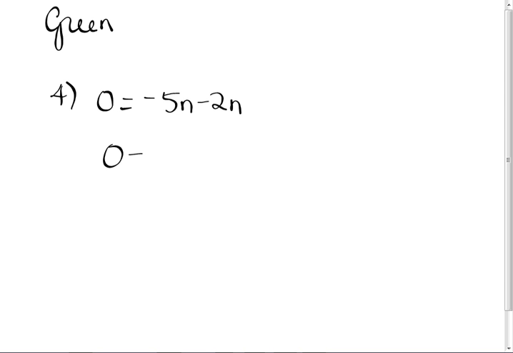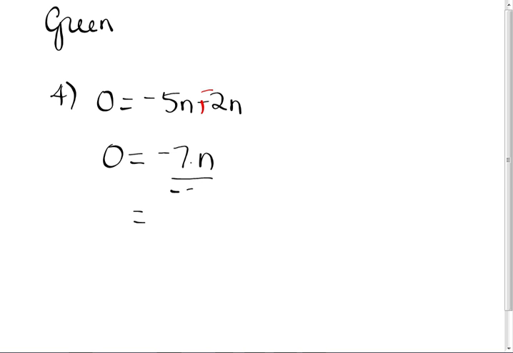Some of you may want to start moving things around. Never. We always simplify each side. So what is the right-hand side going to give you? What's a negative 5n and a negative 2n? And if you don't like the fact, let's make it plus a negative. Now it's easy. So it's negative 7n. Now that's times. Negative 7 times what gives you nothing? 0.